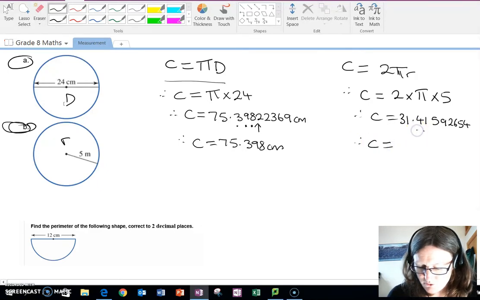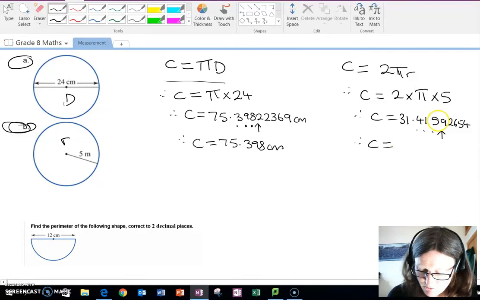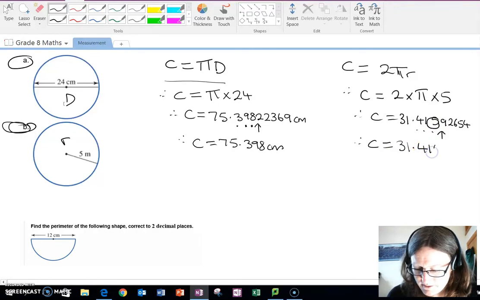So 1, 2, 3. We look at the 4th position. That's a 9. 9 being greater than 5, so that means we round this number up. So 31.416 centimetres.